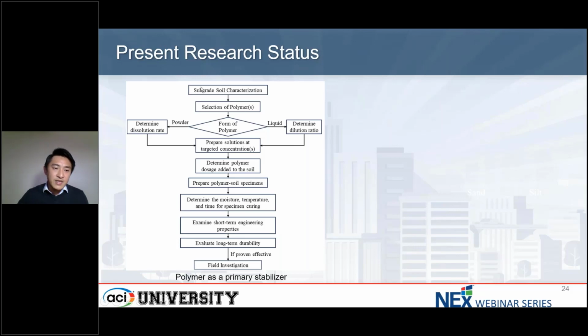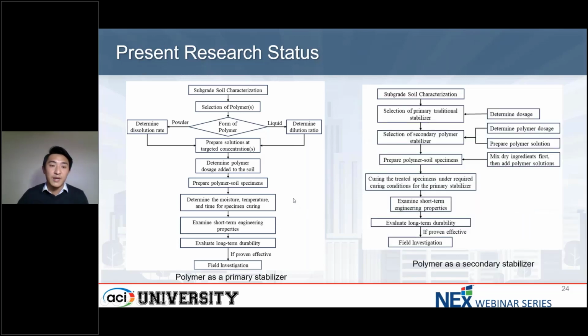Basically, I personally consider it as two parts. One is sample preparation, including material selection, preparing polymer solutions, determining the polymer dosage or polymer content, and then preparing the samples. The second part is the examination of their engineering properties. We'll cover in a little more detail some of the key aspects of this research so that you'll have a better idea.